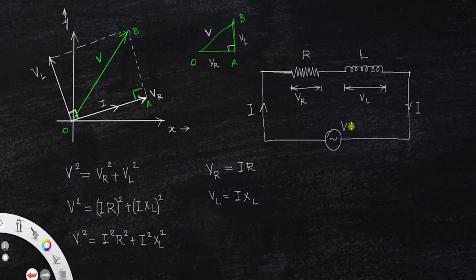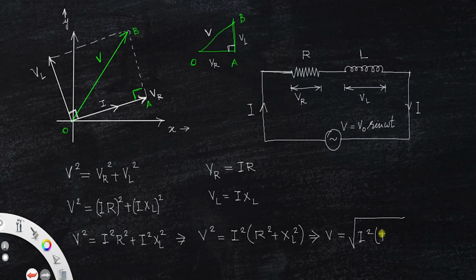V equal to V0 sine omega t. Simplifying this, you will get V square is equal to, you can take this I square out, I square into R square plus XL square. Now if you take the square to the right side, we can write V as the root of I square times R square plus XL square.